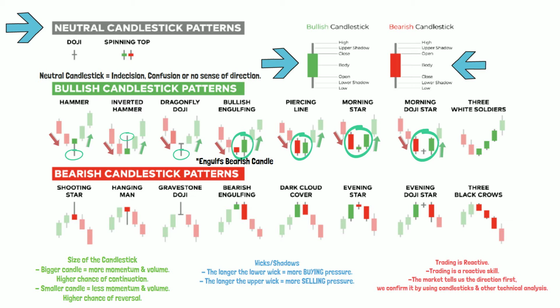Lastly, for the bullish candlestick patterns, we have the three white soldiers. So we start out with a downtrend. Buyers found that price to be attractive. They start buying in slowly and gradually increasing. So you see that first bullish candle is pretty small, right?